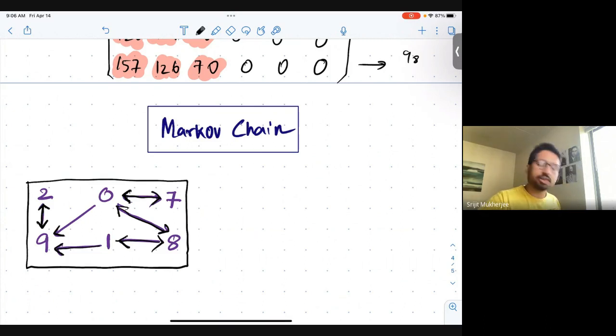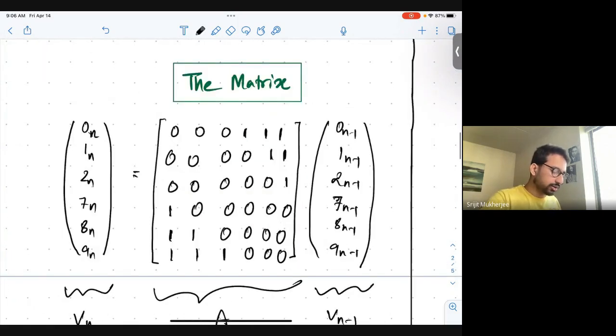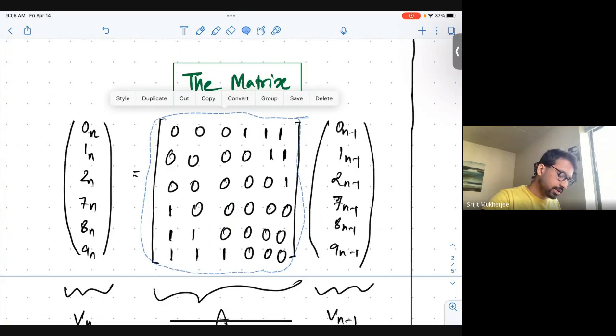Imagine you start randomly with any one of these digits: 0, 1, 2, 7, 8, 9. The first place can be any one of these, at random. Therefore, whatever you put next can be described by a probability distribution. This will reduce down to something interesting, a matrix, and that is called a transition matrix.